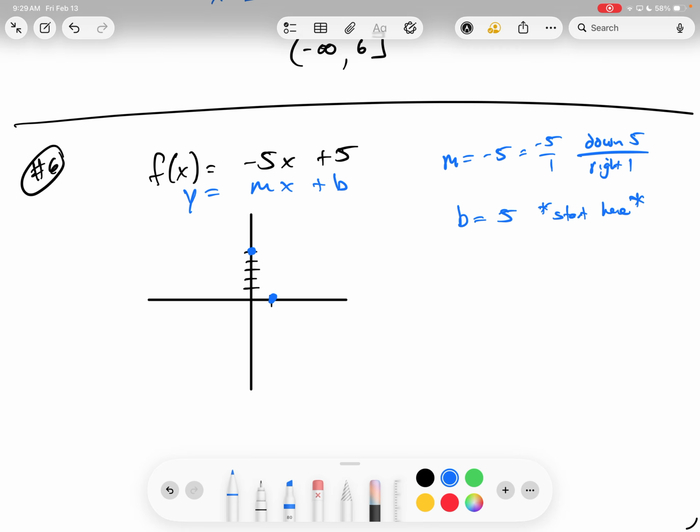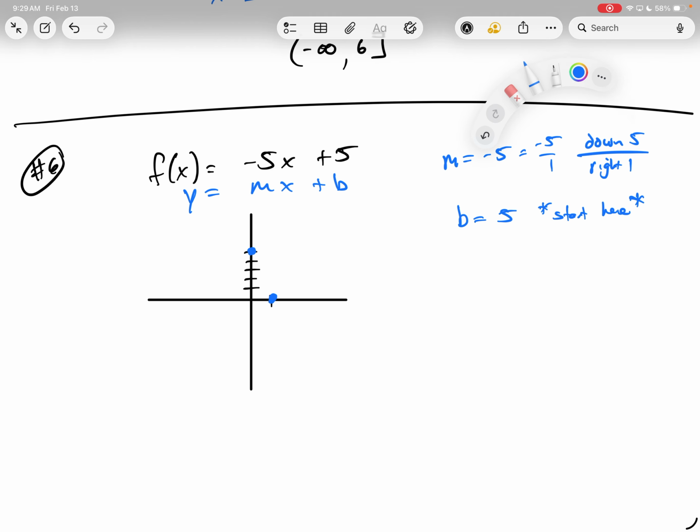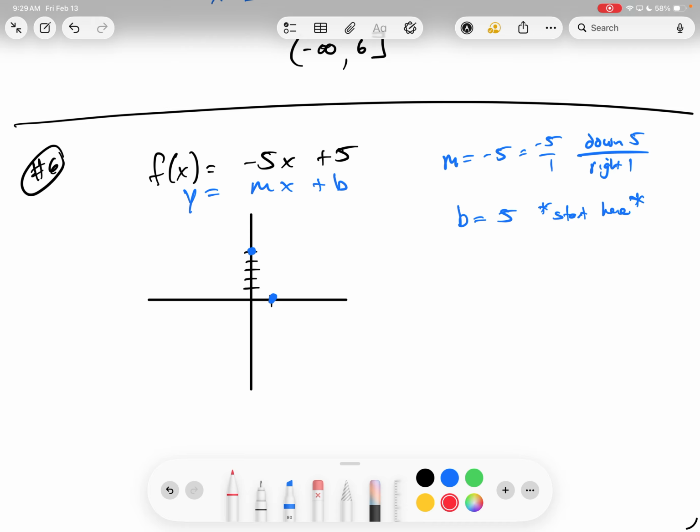Positive, you go up. Negative, you go down. The bottom number always tells you to go to the right. That's why I rewrote this as a fraction right here, because you want that rise over run. Positive up, negative down. The bottom number tells you how much to go to the right. So now I can draw my graph. And got that one done. 0, 5 was my starting spot, and then I went down 5 to the right 1.